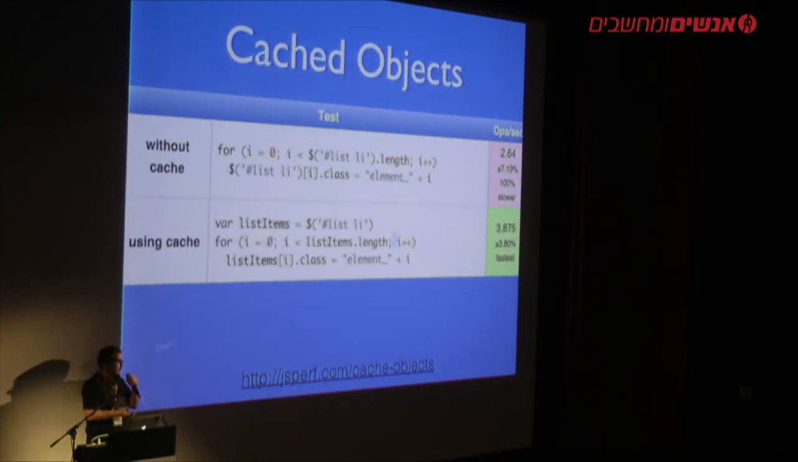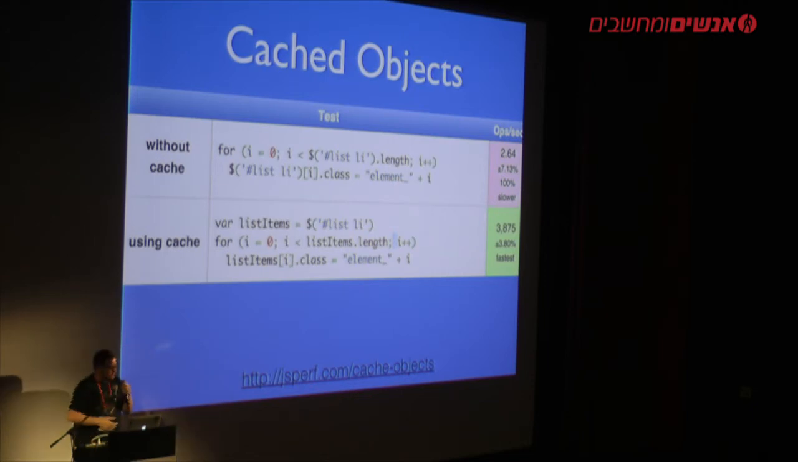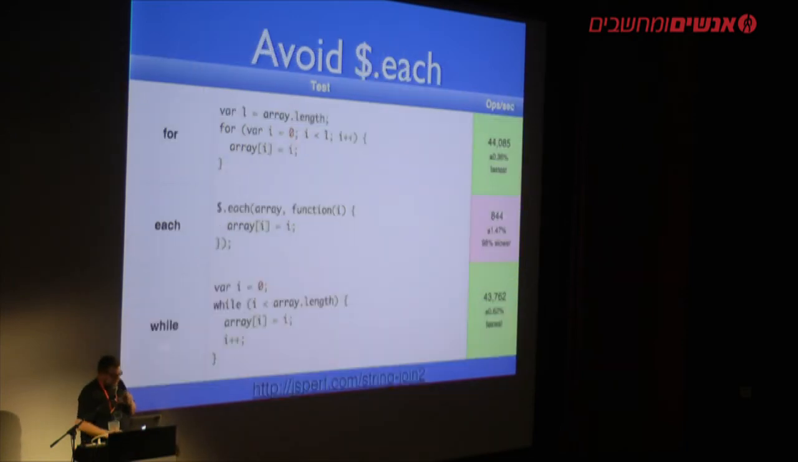Use cached objects. You will need to write more code, but in the end, your browser will love it because it is faster to have a cached variable and then iterate through that variable than to find that selector every time you are in a loop. So it's better to write a cached object.